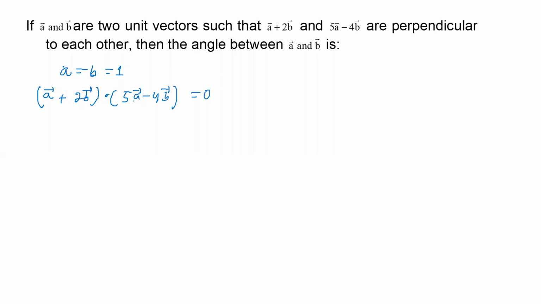Students, A dot A is how much? Only 5A square, students? Because A dot A is the same direction, cos 0 is 1. So A dot A I could write 5A square plus, students, A into B. A is having some angle, B is some angle theta. So A dot B is AB cos theta. So that means if I will multiply A into 4B, so it will be how much? 4AB cos theta.